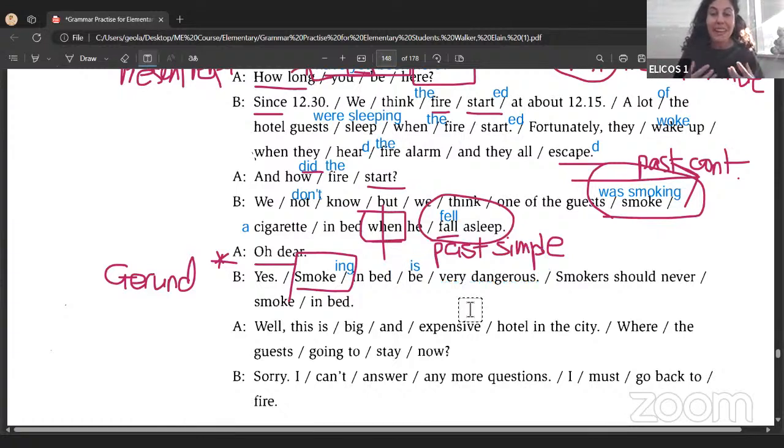So smoking in bed is very dangerous. Smokers should, so this is a modal verb. Remember, should is when something is very, very important. Smokers, that's people who smoke, should never smoke in bed. I don't think we need to change that. Smokers should never smoke in bed. That's perfect. So I hope you're getting these answers correct so far.